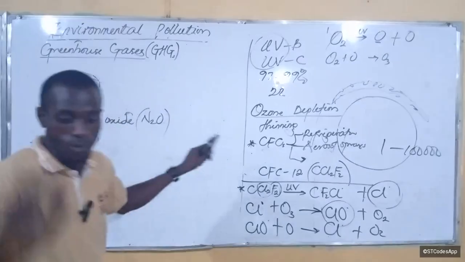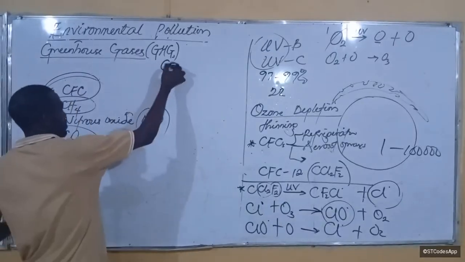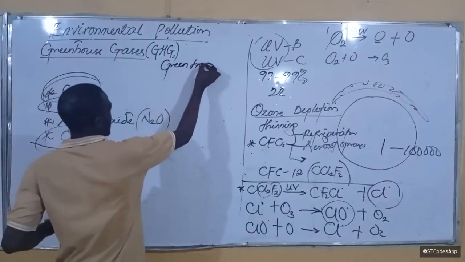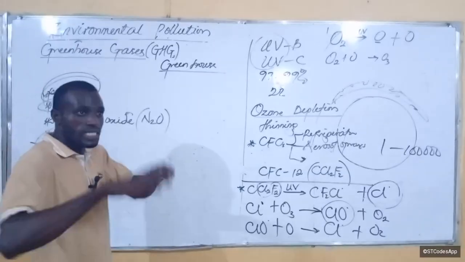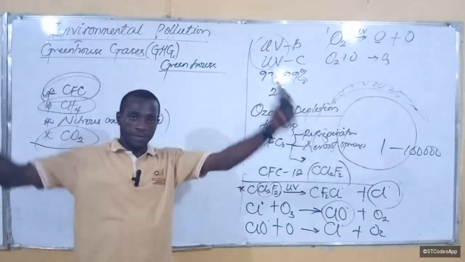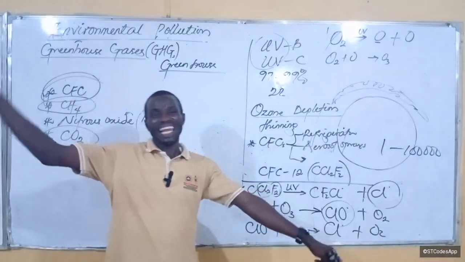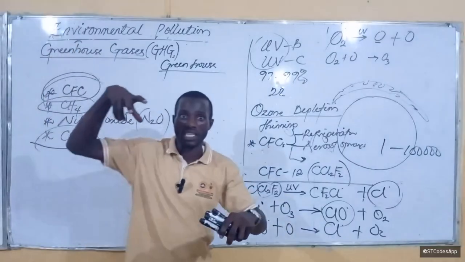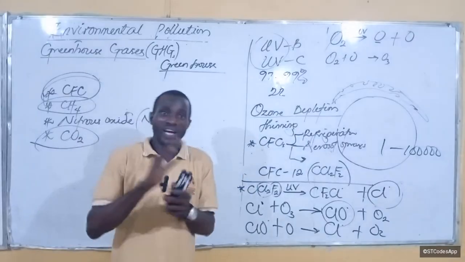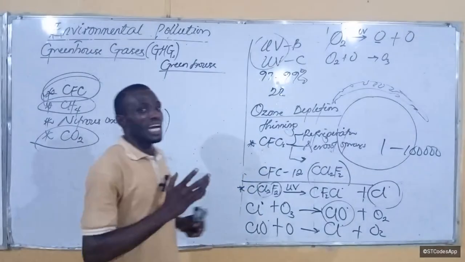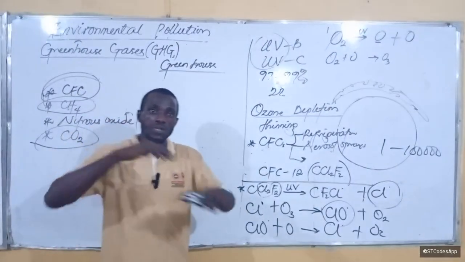Now let me explain what global warming is. Let's start with greenhouse. The term greenhouse, what does it even mean? A greenhouse is basically a structure made of glass, or any material that can allow light to penetrate. Because of that, when the light waves penetrate, they will heat up the gases confined in that greenhouse, and that gas will not be able to escape the wall of the glass.